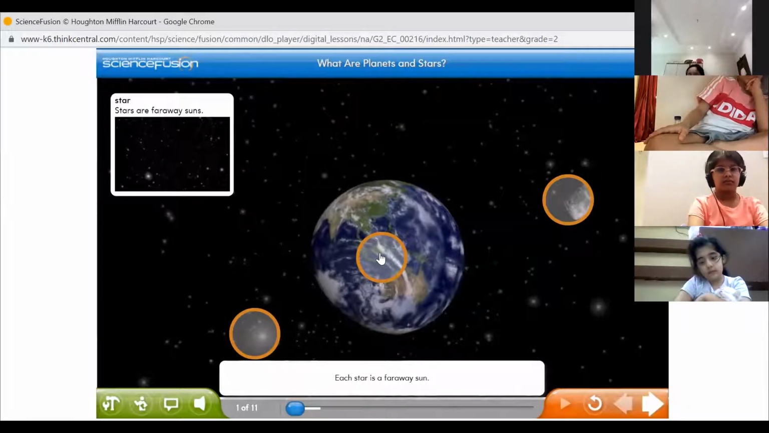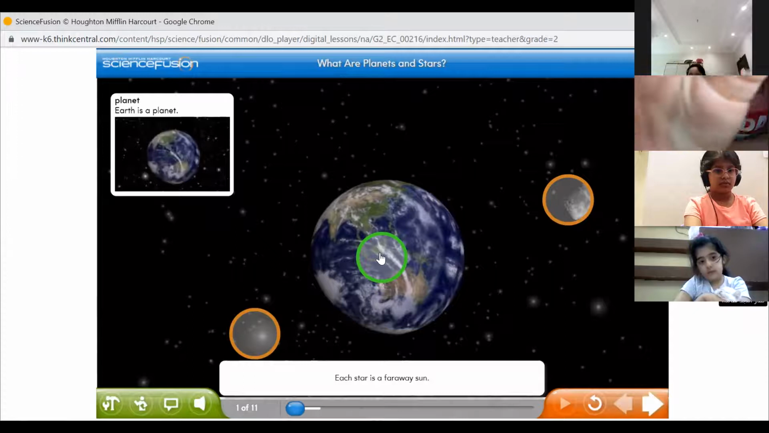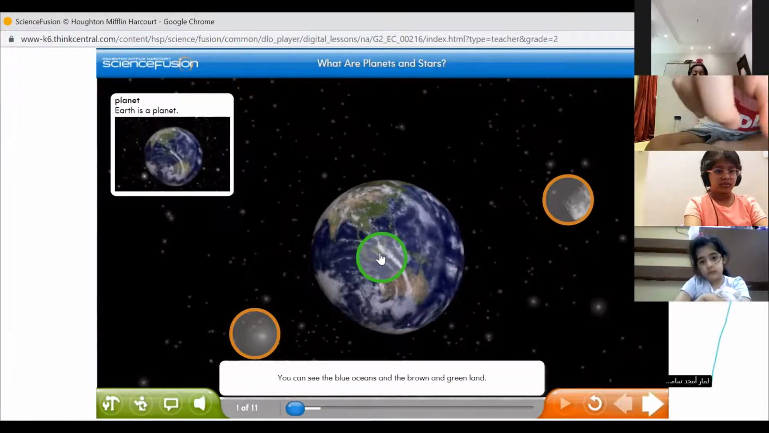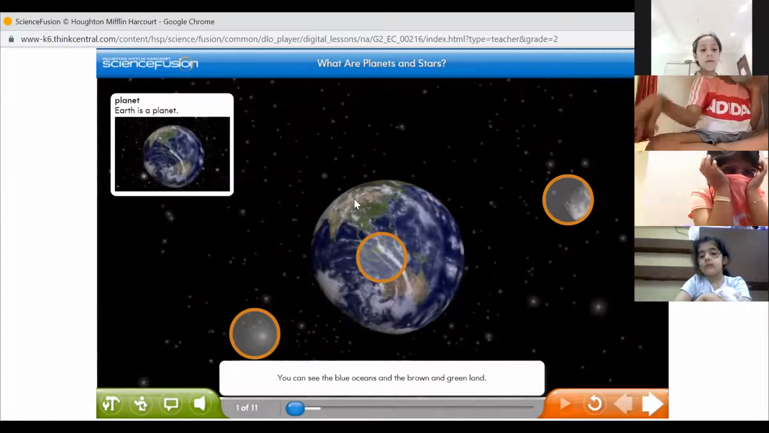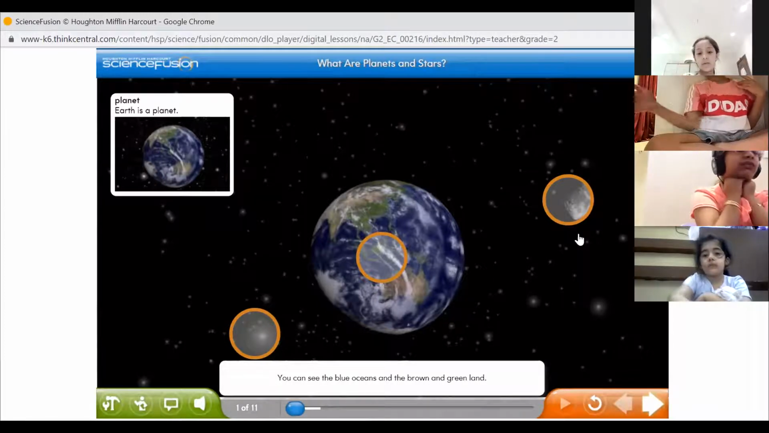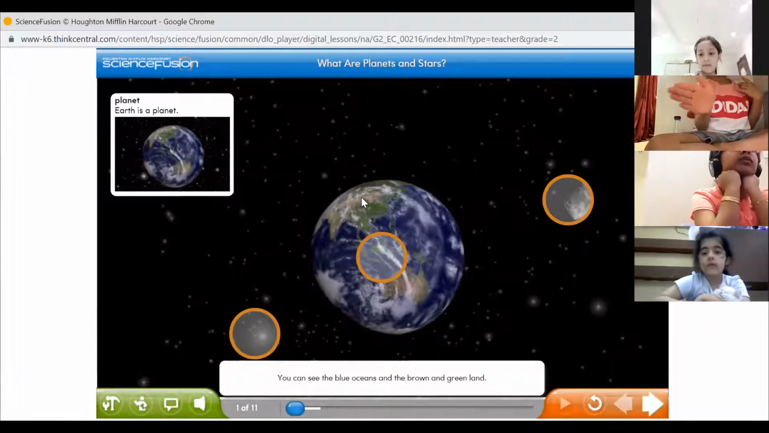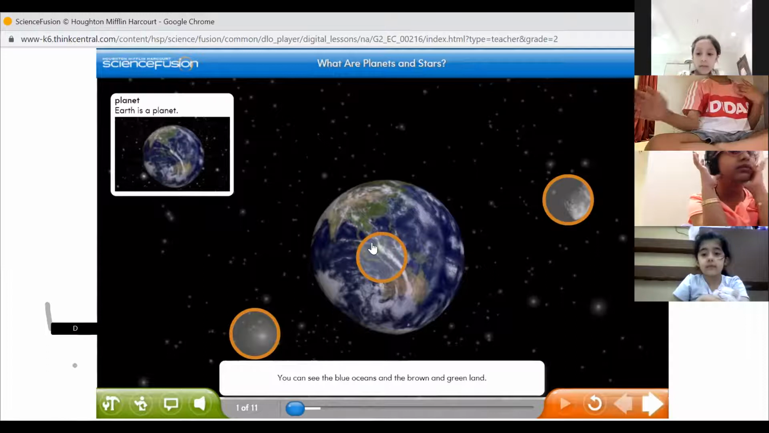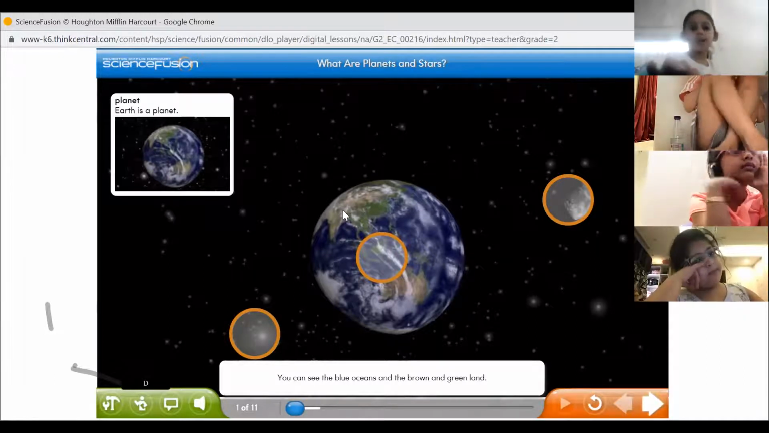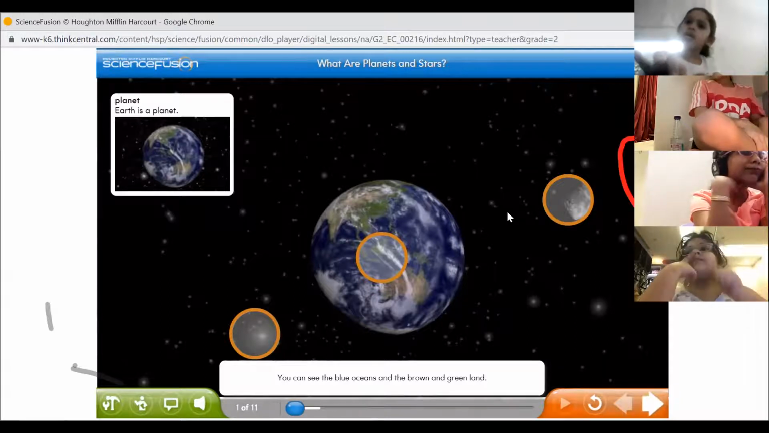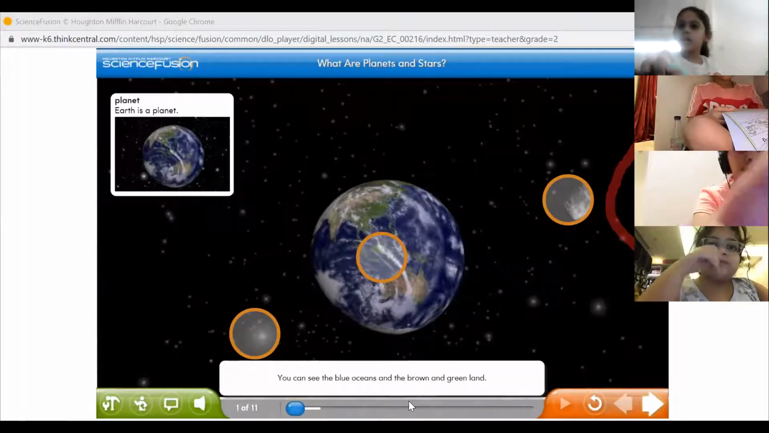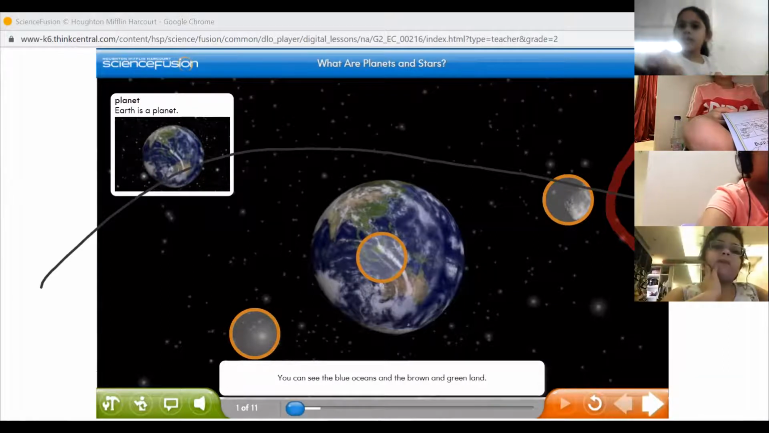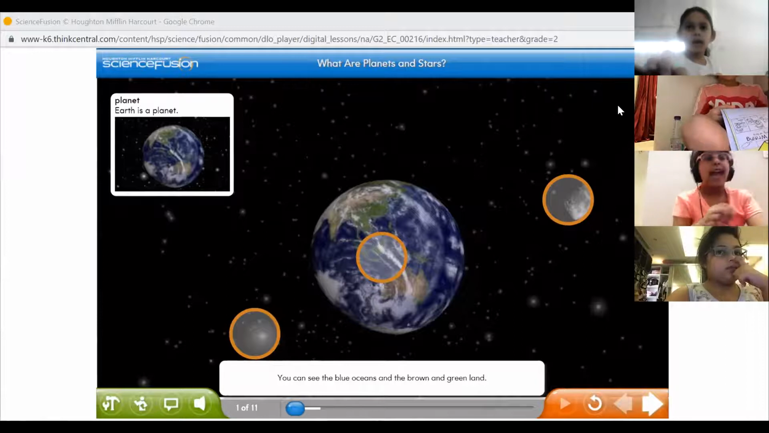Now let's take a look at Earth. Earth is our planet. This is what Earth looks like from space. You can see the blue oceans and the brown and green land. So, most of Earth is blue or green? Blue. So, most of it is ocean and water. What about the green and brown areas? What are they? The green is the grass. Excellent. And the brown is? The rocks. Thank you very much.